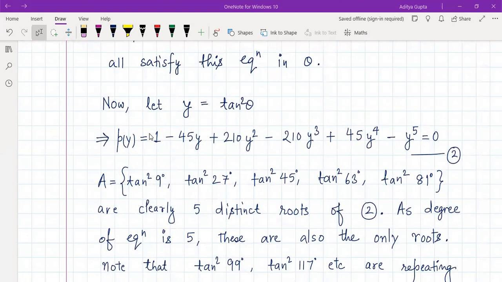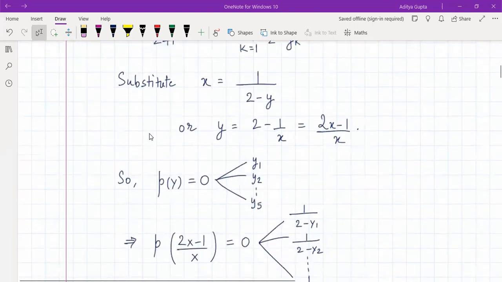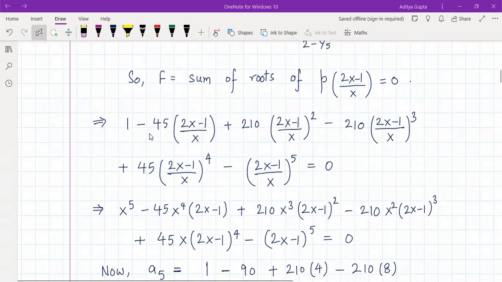So if I want to find p of 2x minus 1 upon x, y is simply replaced by 2x minus 1 upon x. So that is exactly what is being done here. y is being replaced by that quantity in terms of x. Then we have taken LCM, basically, multiplying by x power 5 to get rid of the denominator and have it in the form of a polynomial equation.